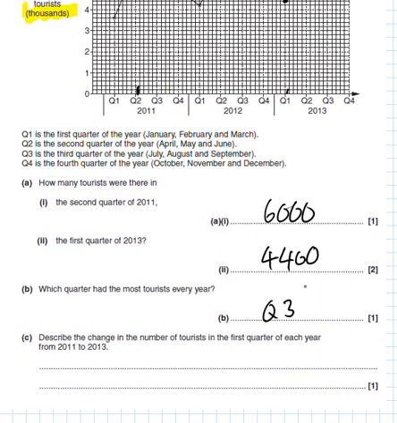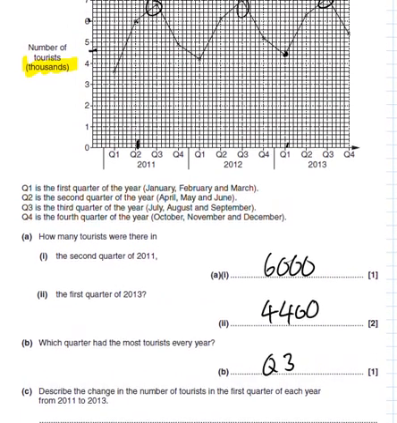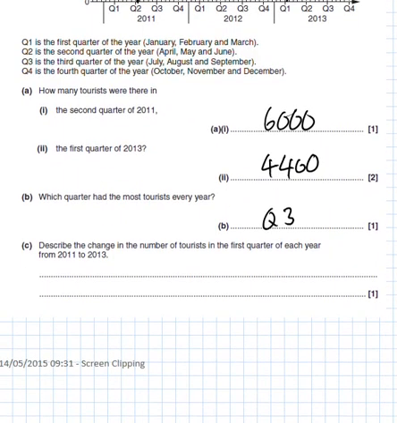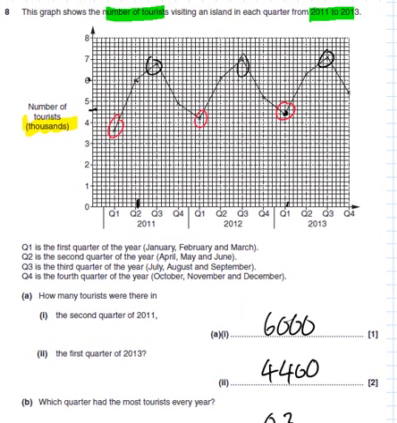And describe the change in the number of tourists in the first quarter of each year from 2011 to 2013. So if we look at the first quarter, that's that point, then it's that point, and then it's that point. Well, what's happening? It's slowly increased, hasn't it? So you would say that it's slowly increased over time. They actually have allowed on the mark scheme as well if you said it stayed the same, because I suppose there isn't much of a big change there.